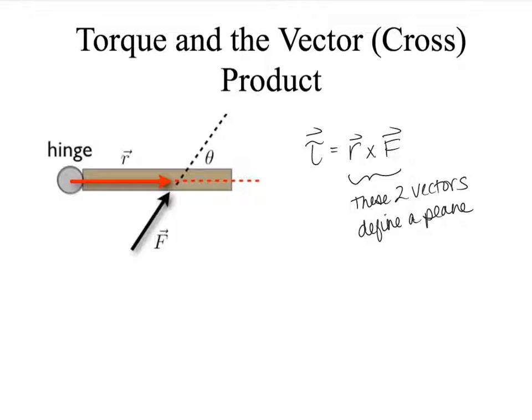Basically, the way that we could sort of think about that is I can always draw two vectors on a piece of paper. That paper then becomes the plane that those two vectors lie in. According to the right-hand rule that we're going to talk about a little bit more in class, when we take the cross product of two vectors, the product is perpendicular to the plane that they lie in.